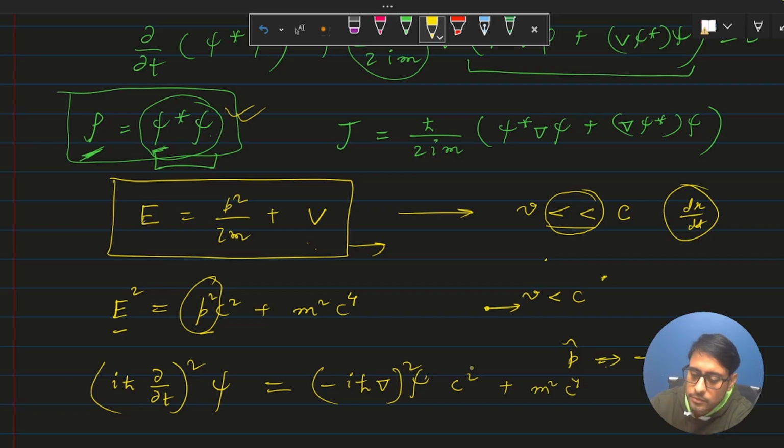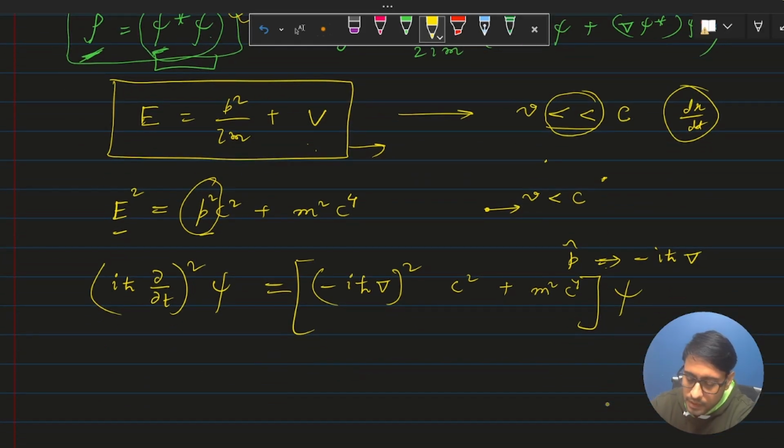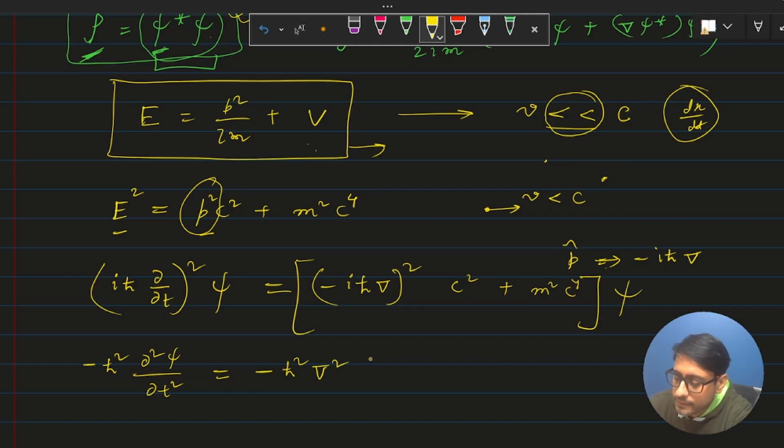I think I should write it like this. This is being applied to some psi. Now we can write the i square term as minus h bar square del 2 psi over del t square is equal to, iota square will give minus h bar square del 2. And this c square we can take to the left hand side.